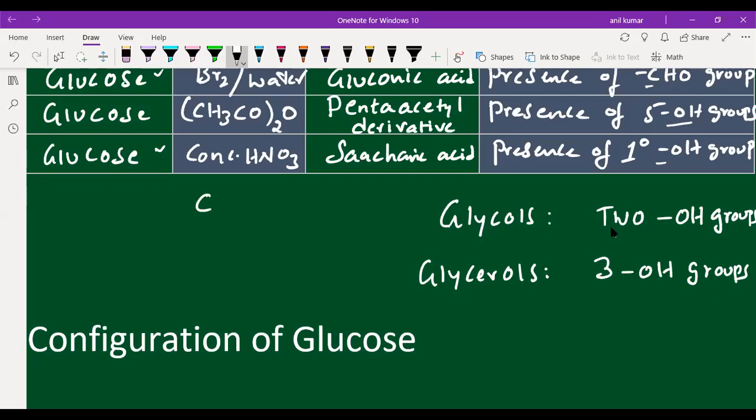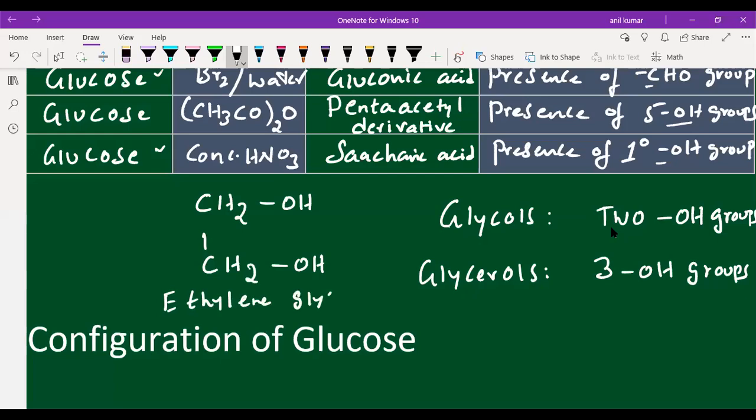I will write one example for glycol. So this is the example, and we call it glycol because it has two OH groups. The common name for this one is ethylene glycol. Can anybody say the IUPAC name for this one, students?